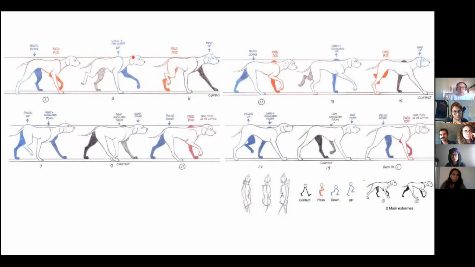And then usually in walks the head follows, so it's kind of a follow through like we did in the previous principles. The movement of the head is delayed to the chest.